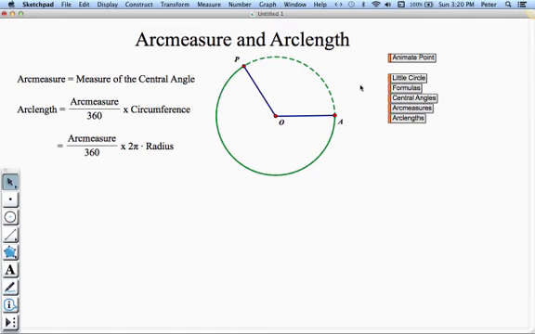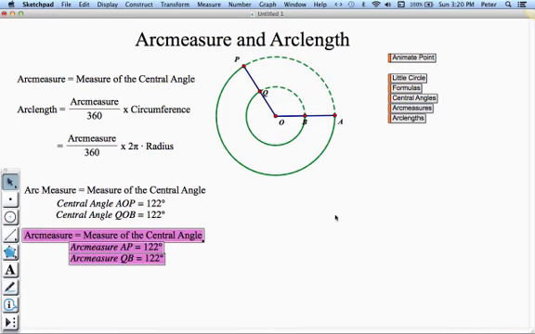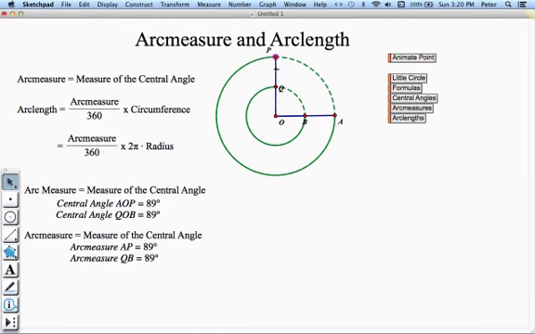Okay, well let's see what happens when we add another circle. Now you can see that PA and QB are two different arcs. Yet you'll see that their central angles, AOP and central angle QOB, have the same measure, and their arc measures are the same. And as I animate the point, no matter what I do to point P, these arcs and these angles will stay the same measure, but the lengths will not. And that should be pretty clear why.